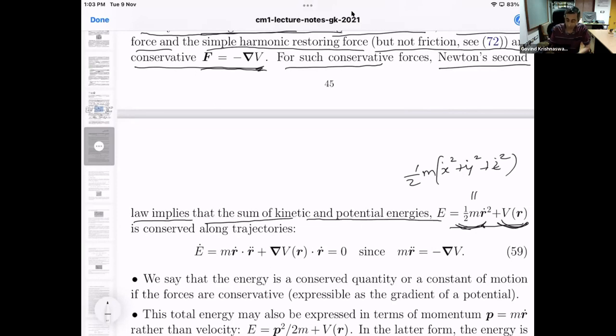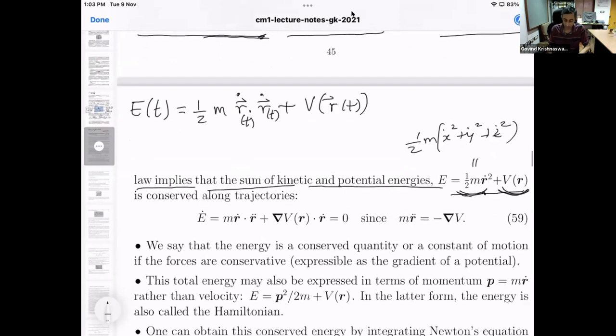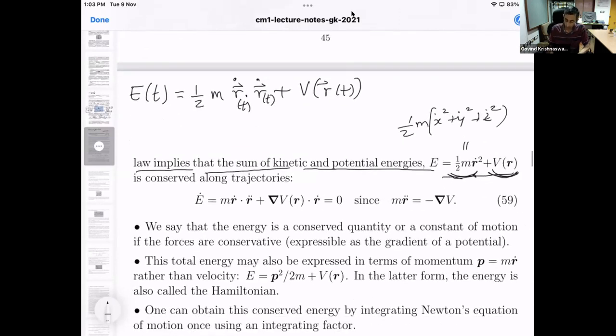So this E function, which I have defined, in general depends on time. Because x, y, and z all depend on time. R depends on time. So it is half m r dot dotted with r dot, this dot product, plus V of r of t. So all of these things depend on time. So in general, E should be some function of time. But let us compute its time derivative and see what we get. Well, it turns out that this energy is conserved along trajectories. So we're going to make use of the equation of motion of Newton to show this.